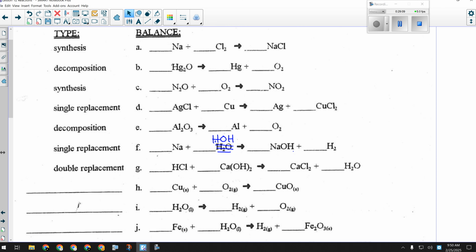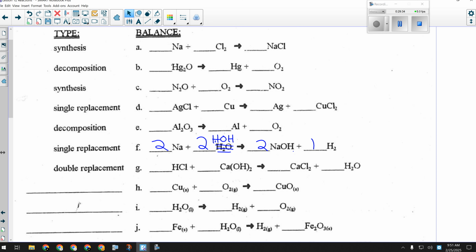All right, I've got 2 hydrogens over there. I only have 1 that's not part of OH over here, so I need to put a 2 there. Then that means I have 2 hydroxides, 2 OHs. So I need to put a 2 here. That would give me 2 sodiums. So I'd have to go back and put a 2 there. The only thing that's a 1 is the hydrogen.